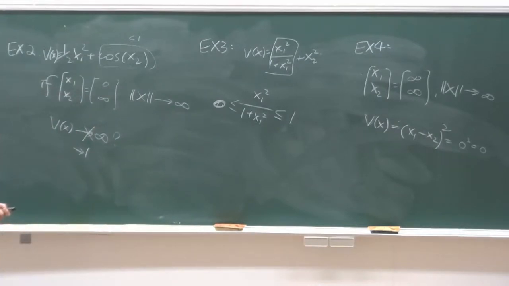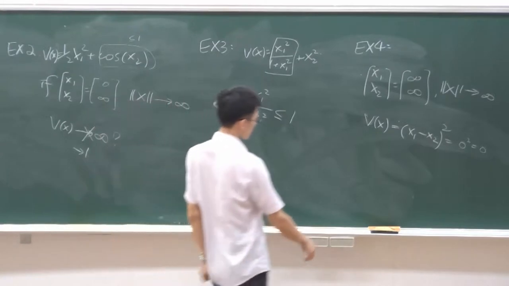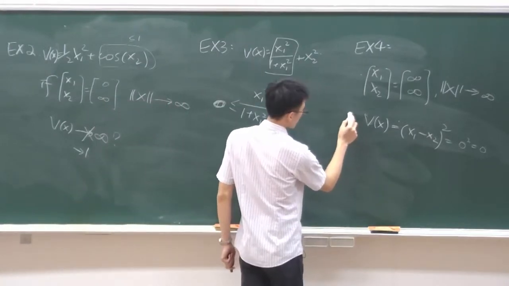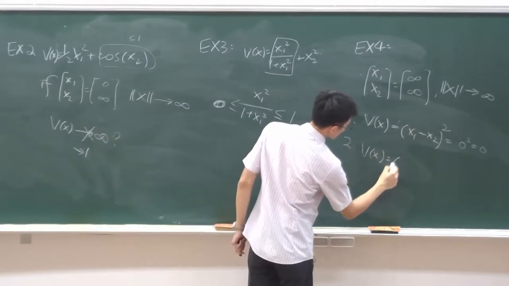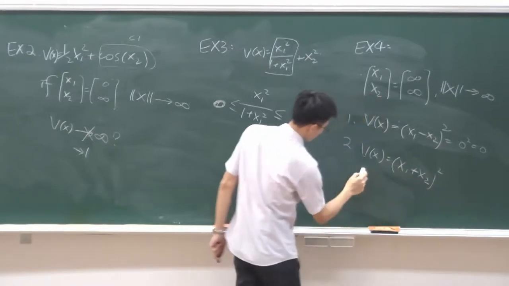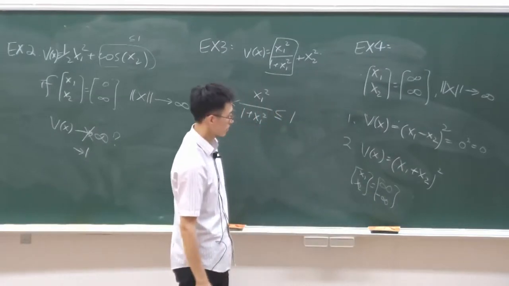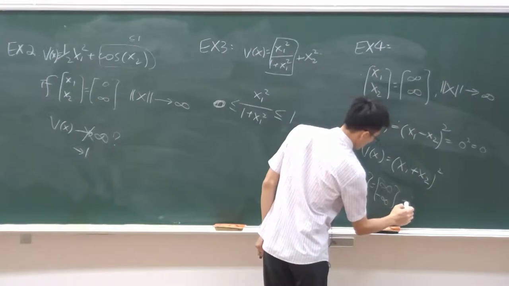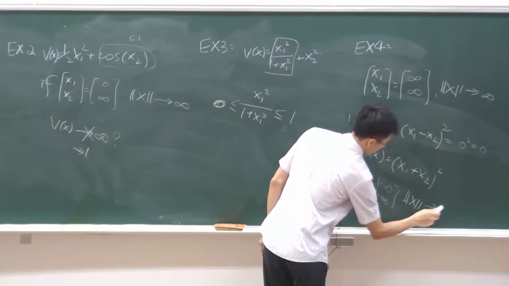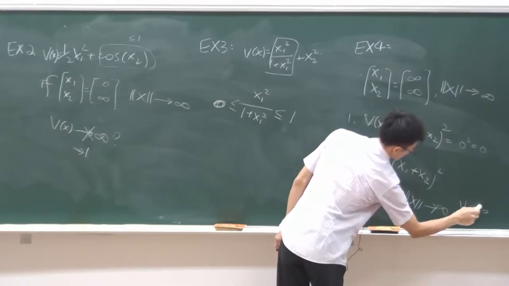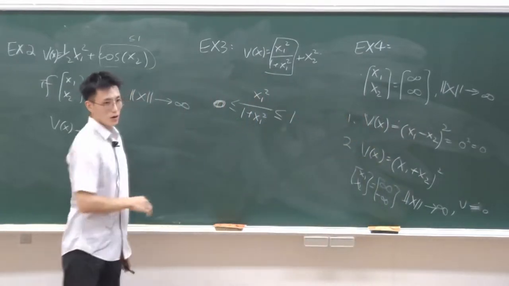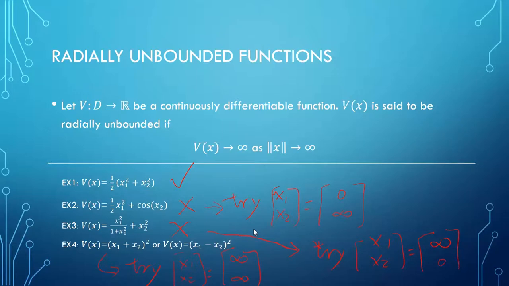Okay, this is case one. For case two, you try this, and you try x1, x2, and V is zero. So it's not radially unbounded. Both are not radially unbounded. Okay.